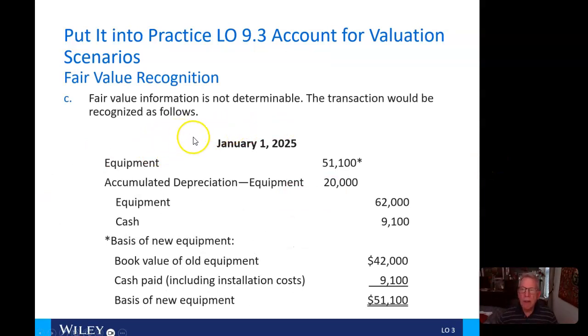Here, the fair value information is not determinable. So the transaction is going to be recognized. We're going to have the 51,100. We get that by taking the book value of the old equipment plus the cash that we paid, 9,100, and that gives us the basis of the new equipment here at 51,100. Again, we get rid of the accumulated depreciation on the old equipment and the old equipment here for 62,000 and pay cash of 9,100.